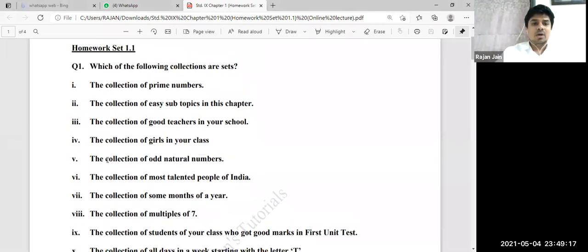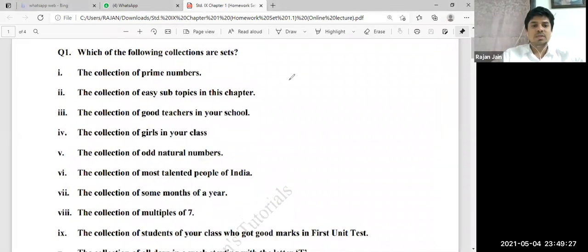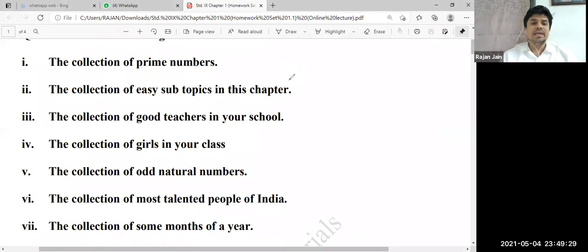Now, question number 1 says: which of the following collections are sets? Chalo, let's try to understand. I'll just zoom the screen for you all. The first collection is a collection of prime numbers. Now, suppose I give you a specific element, let's say 5. Will 5 belong to that collection?